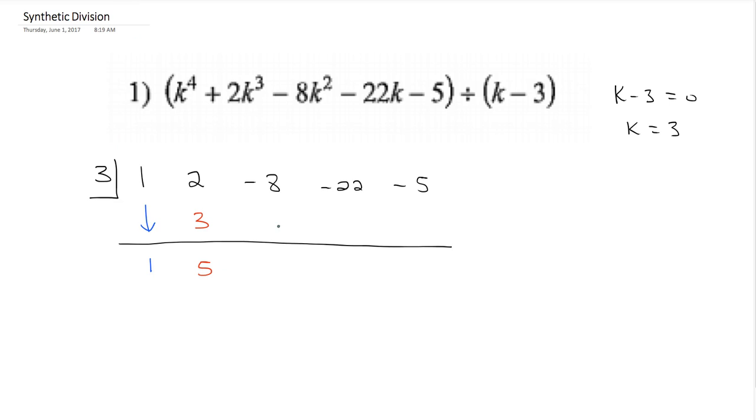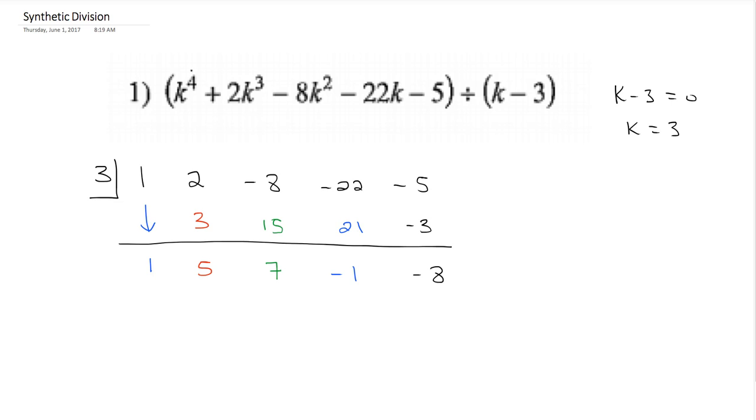3 times 5, 15. And I add negative 8 and 15, 7. 3 times 7, 21. Negative 22 and 21, negative 1. And lastly, 3 times negative 1, negative 3. Negative 5 and negative 3 is negative 8. So k minus 3 would not be a factor, okay?